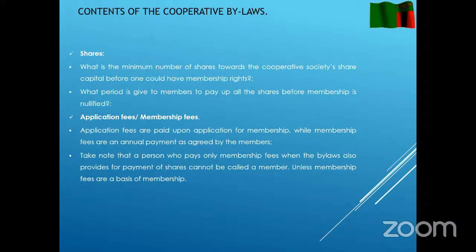And that threshold should make business sense. So that when it is paid by all the members, you're able to start, maybe you want to buy a truck, or maybe you're buying seedlings for your members, whatever it is.